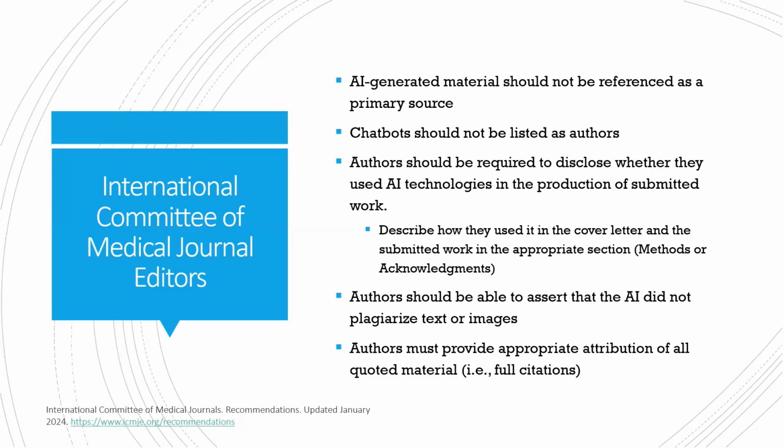When authors do use AI technologies to produce content and include it in their work, they should describe how they used it. They should do this in the cover letter and in the paper, either in the methods or acknowledgments. The recommendations go on to state that authors should be able to assert that the AI-generated material is not plagiarized, and they must provide full citations when AI-generated material is quoted.